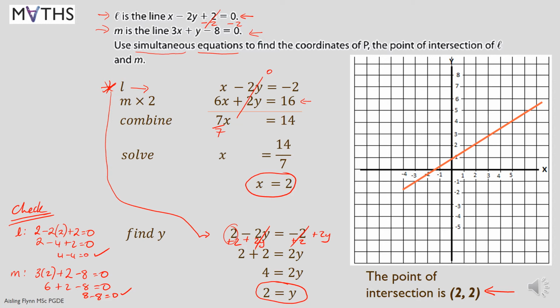Okay, there we have that, that's line L, and line M is there. And we can see that the point of intersection is here, which is (2, 2). So a graphical method of finding the point of intersection would be to plot each line. For that you need either 2 points or you need the slope and the y-intercept. And we found (2, 2) is the point of intersection.